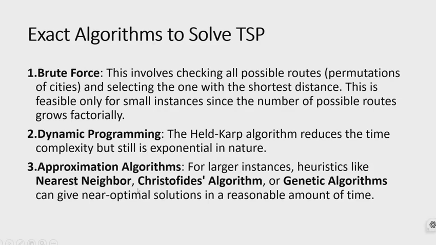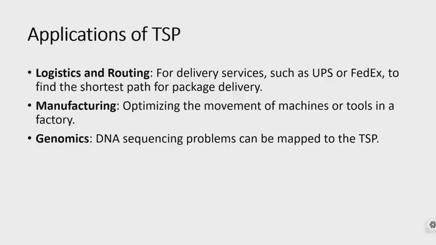Exact algorithms to solve the traveling salesman problem. There are three kinds of algorithms: brute force, dynamic programming, and approximation algorithms, that is nearest neighbor, Christofides algorithm, and genetic algorithms. We have taken dynamic programming. The Held-Karp algorithm reduces the time complexity, but is still exponential in nature. This is very useful to identify the traveling salesman route and the minimum cost. So we take the dynamic programming algorithm.